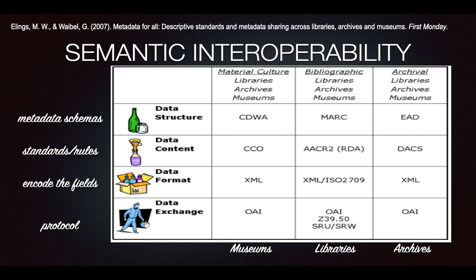So we got that, but these are three different metadata fields. And so for the aggregator to be able to aggregate or harvest data from all these different fields, somehow we have to get these schemas to communicate with each other. And we do that through crosswalks.